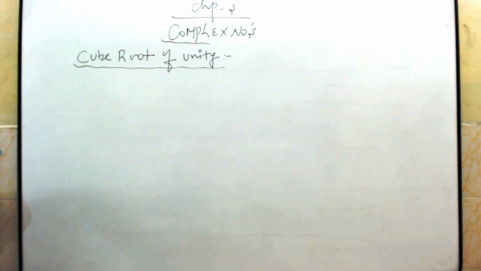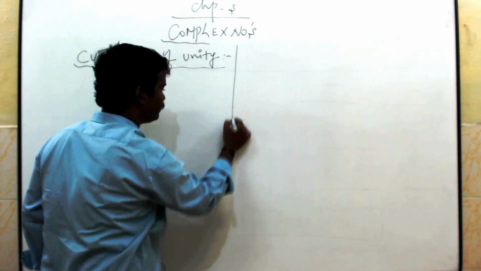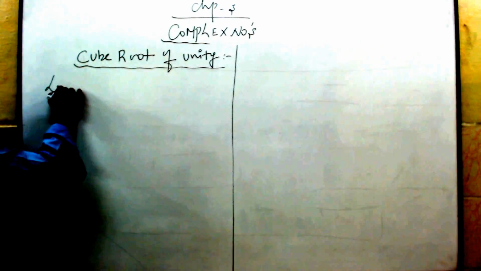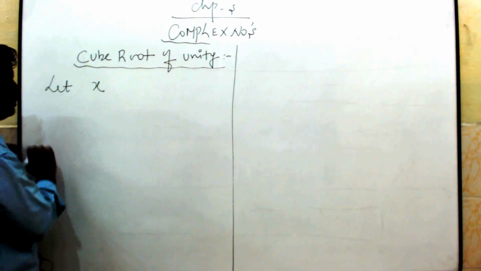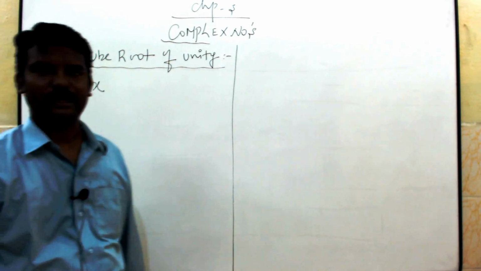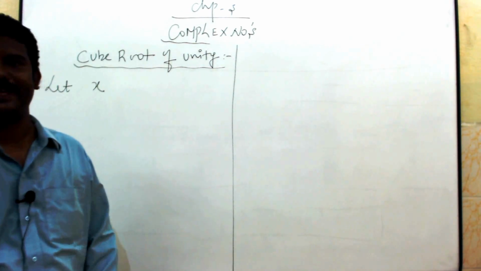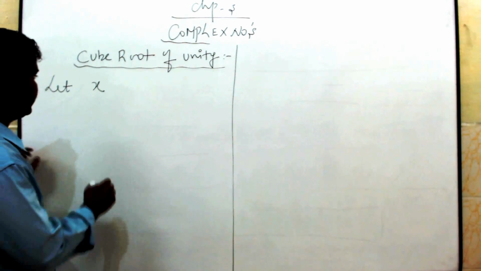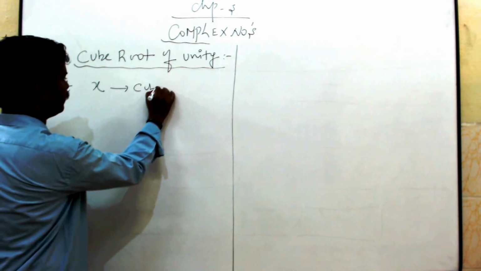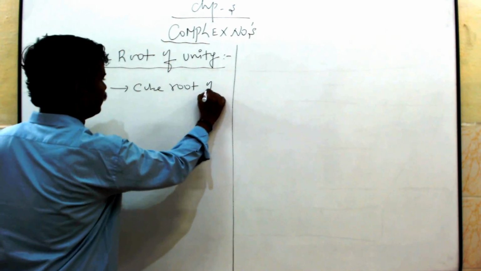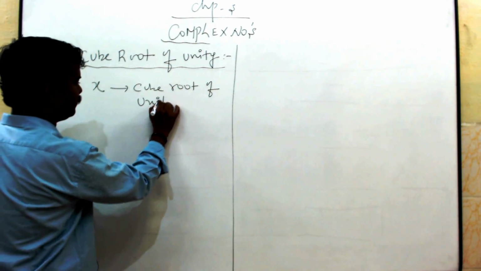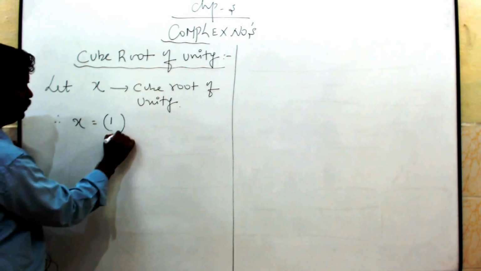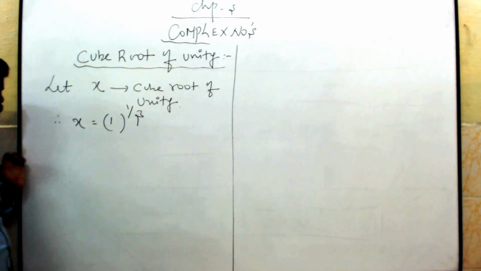Cube root of unity means what? We will see what that is. Now take down. We don't know what the cube root of unity is, so let us assume that x is the cube root of unity. Cube root means something power 1 by 3. Unity means 1. So let x be the cube root of unity. Therefore x is equal to 1 power 1 by 3.